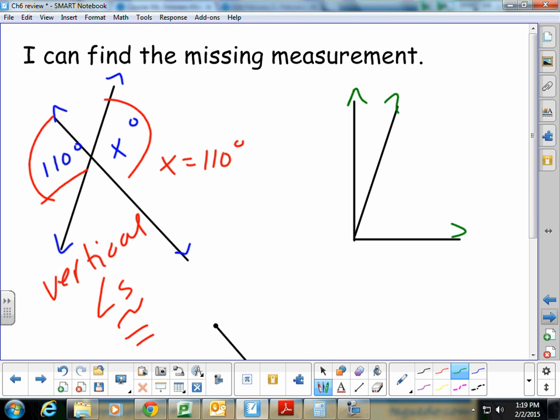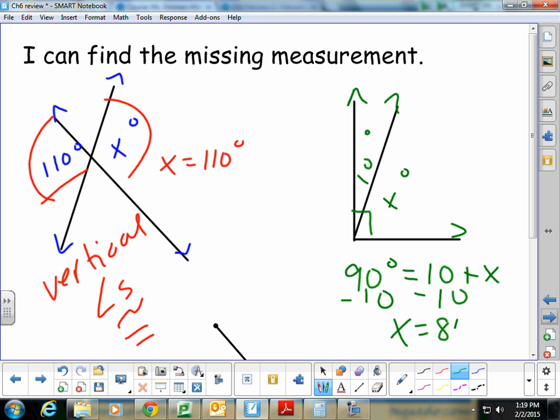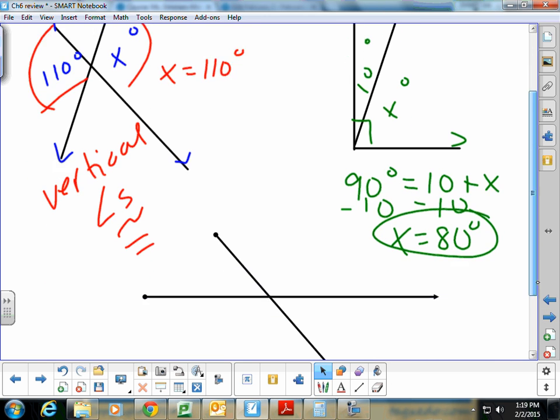Here, this was a 90-degree angle, meaning that they add up to 90 degrees, whereas this measure was 10 degrees, and we're looking for x here. So it means that 10 plus x equals 90. You subtract 10, so x equals 80 degrees. So again, knowing the relationship and being able to use that.